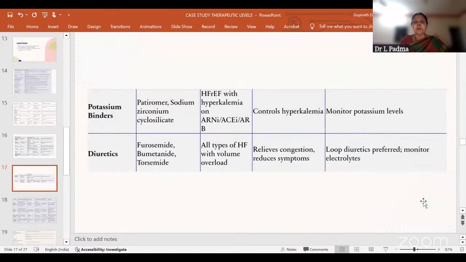The last one are potassium binders, where in case of hyperkalemia, we are more concerned, and together, if at all, they are more prone for renal failure, potassium accumulation might be there. In such cases, we use these potassium binders to monitor potassium levels.